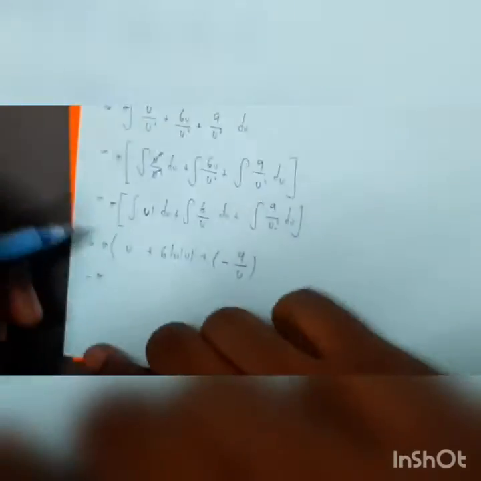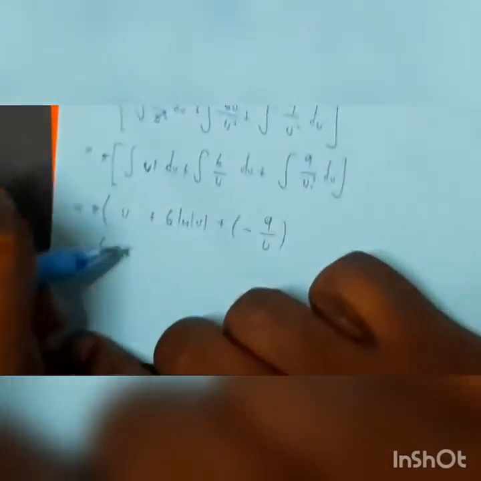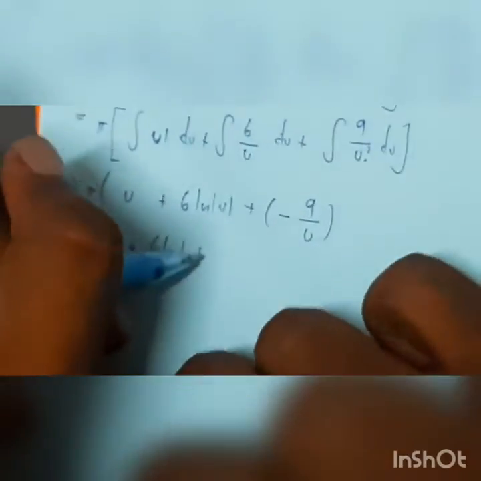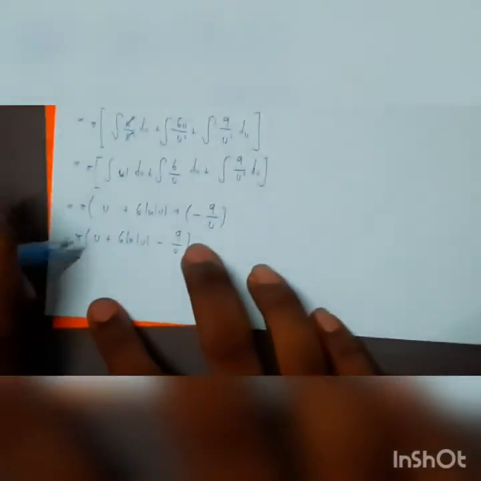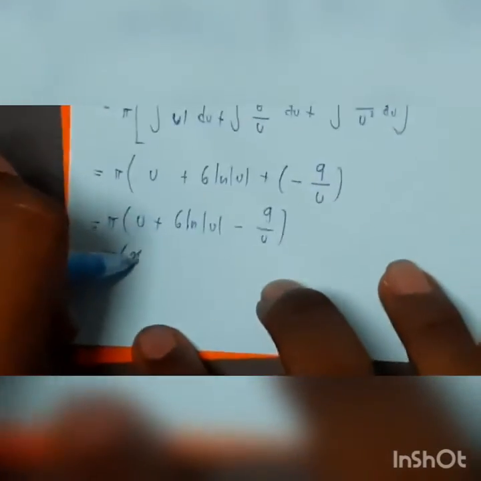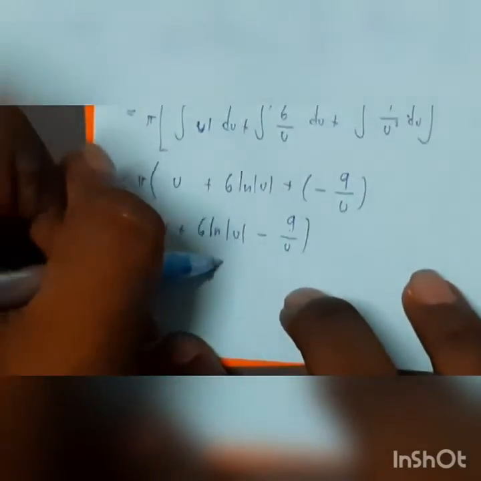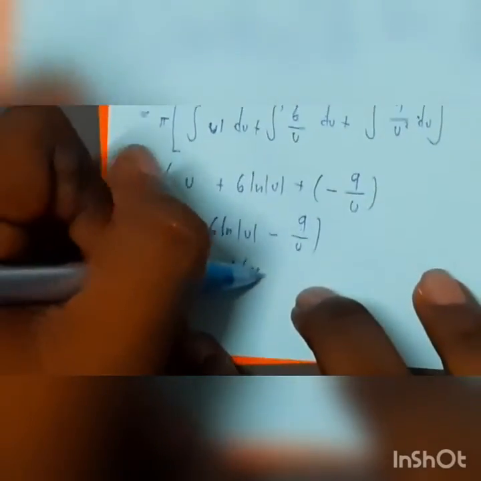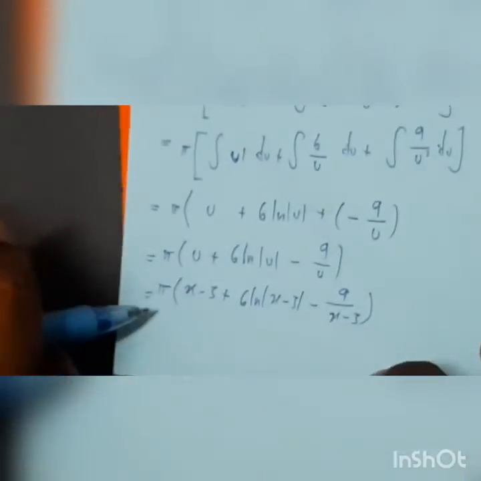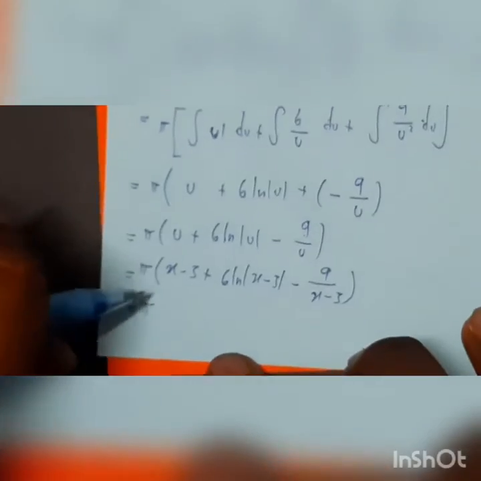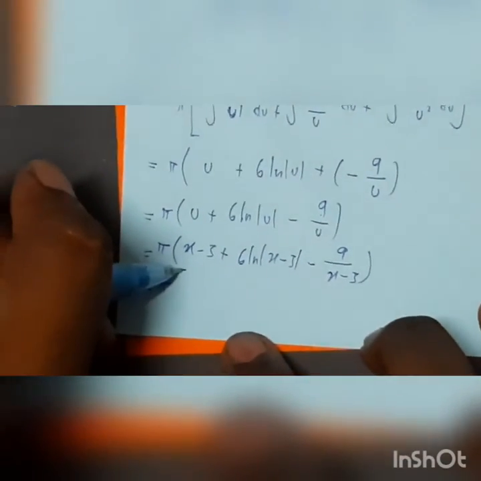Now that we've gotten the integrated terms, all we have to do is substitute back the initial equation. Remember, x minus 3 equals u. Just substitute the whole thing into the u here. So we will get pi in brackets, x minus 3 plus 6 ln modulus of x minus 3 minus 9 over x minus 3. Now we can input our limits, which are 6 and 4.